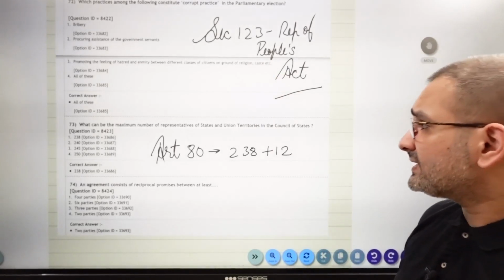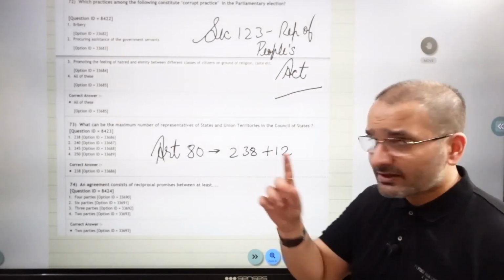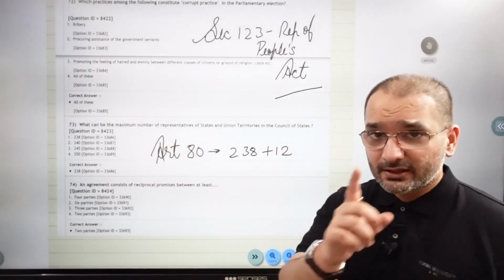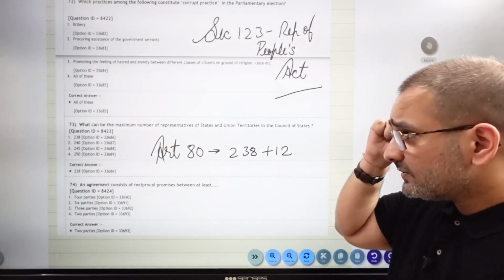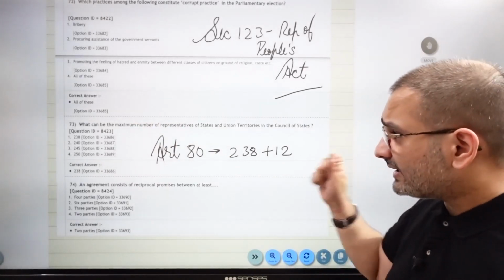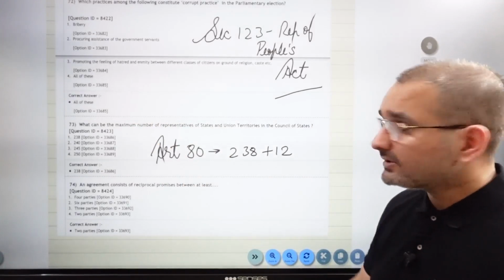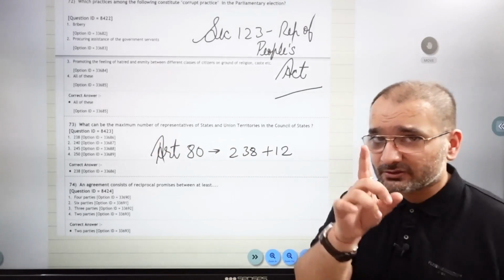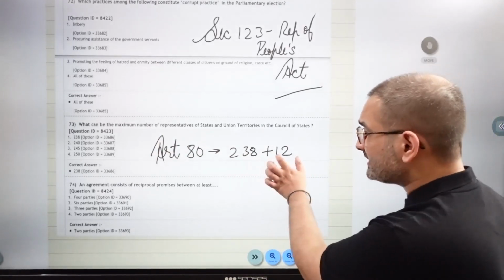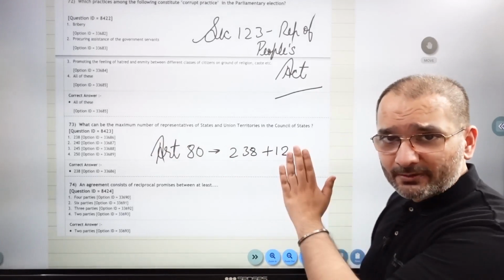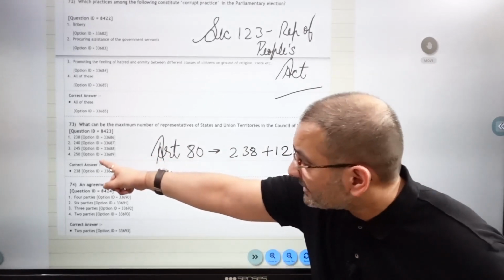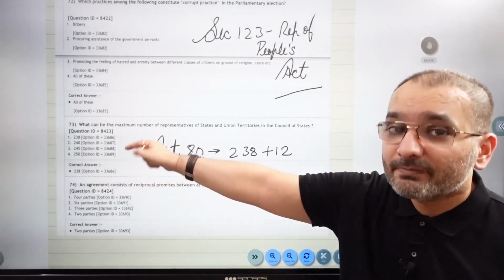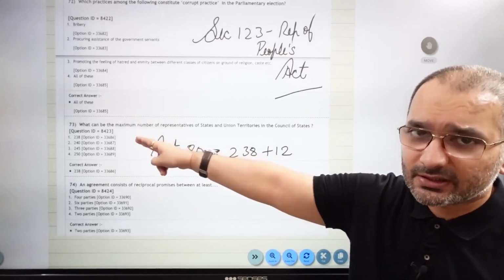What can be the maximum number of representatives of state and union territories in the Council of States? Now mind you, this is a slightly tricky question. It looks very innocent, but it is tricky. One of the most studious students that I have is sitting in the faculty right now, marked it at 250. And the answer was 238, because it was asking what is the maximum number of representatives of states and union territories. No, it's not talking about nominations. If you add the 12 nominations, you reach the upper limit of 250, and the examiner has deliberately put that option so that you get caught here, but the answer is 238.